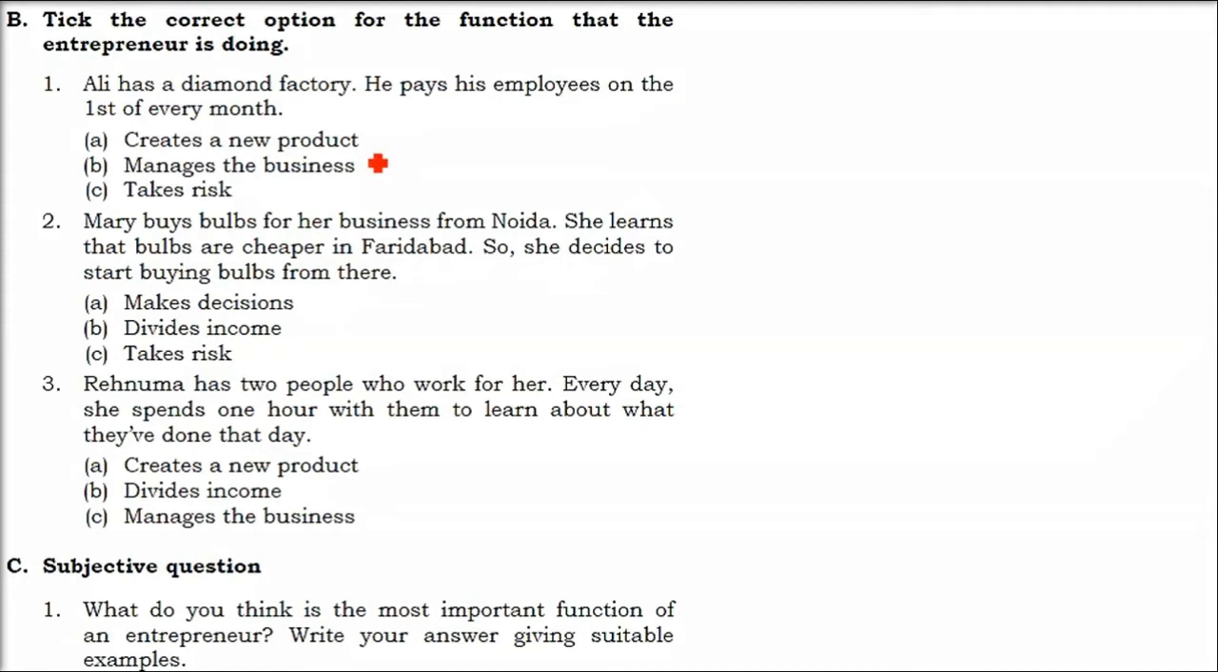Take the correct option for the function that the entrepreneur is doing. So one by one we'll see. Ali has a diamond factory. He pays his employees on the first of every month. Now since he has a diamond factory, he is managing the business. He is paying the money on time. He is not letting other people, the salaried people, wait. Otherwise, this is a diamond job.